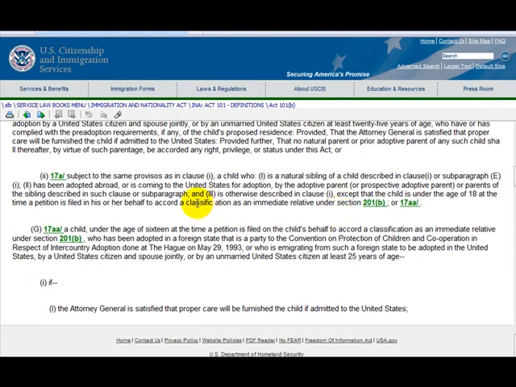So again, we allow a sibling, a natural sibling, a little extra time to come in. They can be aged out over 16, but they still need to be under 18 years old.